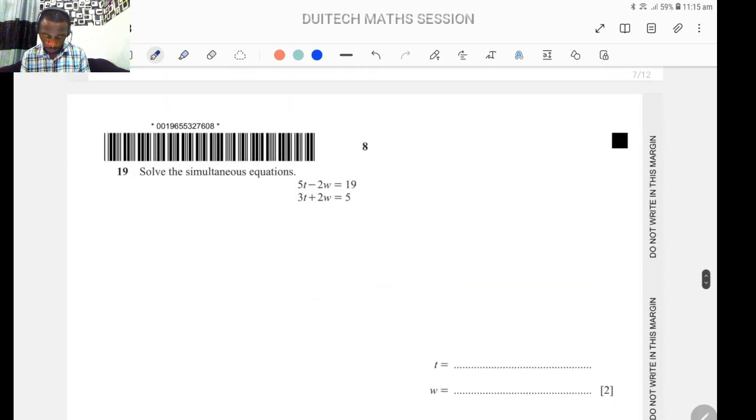Number 19 says solve the simultaneous equation. So you have 5t minus 2w and 3t plus 2w. We see that the 2w and 2w are common here, so we apply the elimination method. So what do we do to eliminate this? We can add them, right? Because I have minus here, I can just add them. I'll just say 3t plus 5t will give me 8t. Then the 2w minus 2w will go. So 9 plus 15, that is 24. So I'll divide both sides by 8. The 8 cancels. My t becomes equal to what? 3.